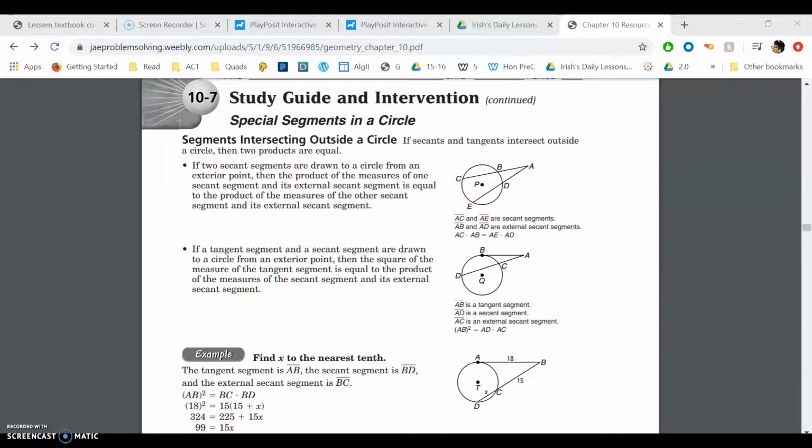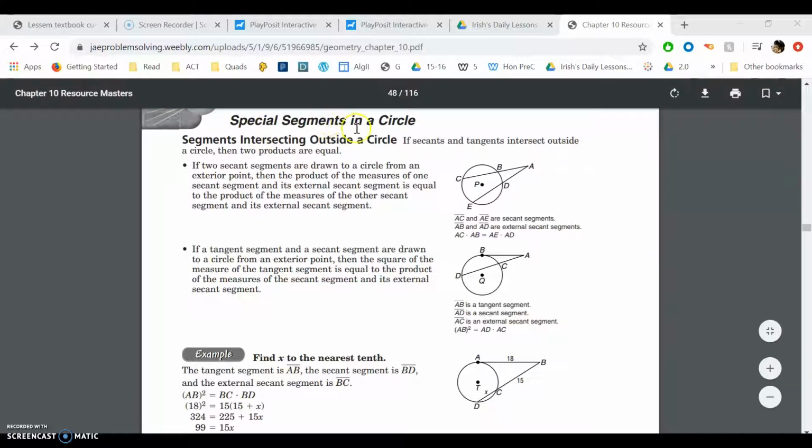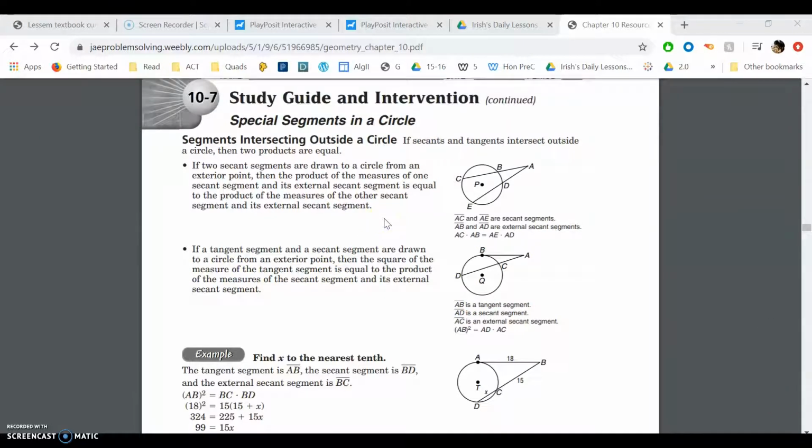All right, so we are doing special segments in a circle part 2 right here. All this stuff up here, I want you to pause the video, copy it down. Once you're ready, then unpause the video, and then we will get started. Nice job.